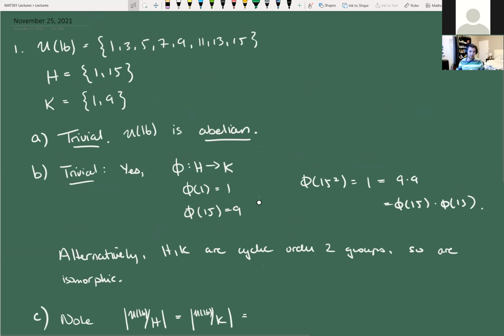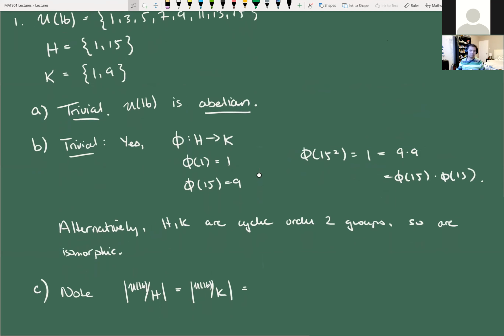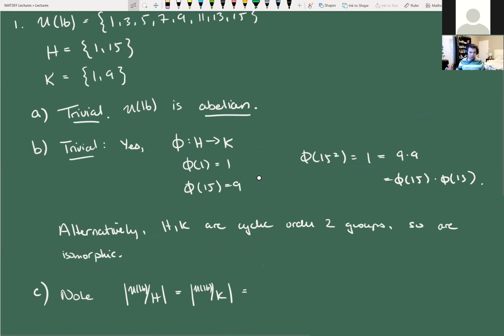Right, I wrote that up there. Right, exactly. There's 8 elements in U16. H has 2 elements. K has 2 elements. Both of these quotients are order 4. No problem. It was an easy mistake to make. Okay, so both these groups have order 4.